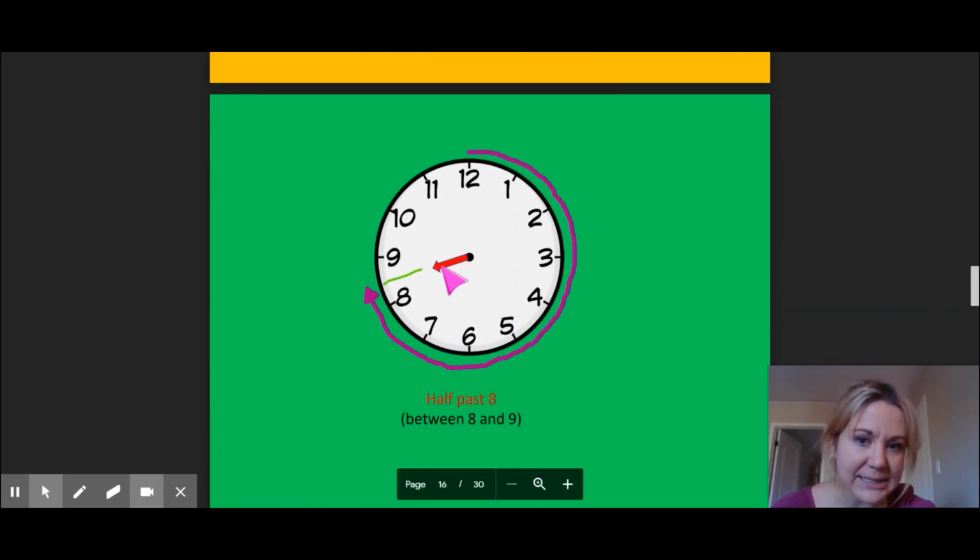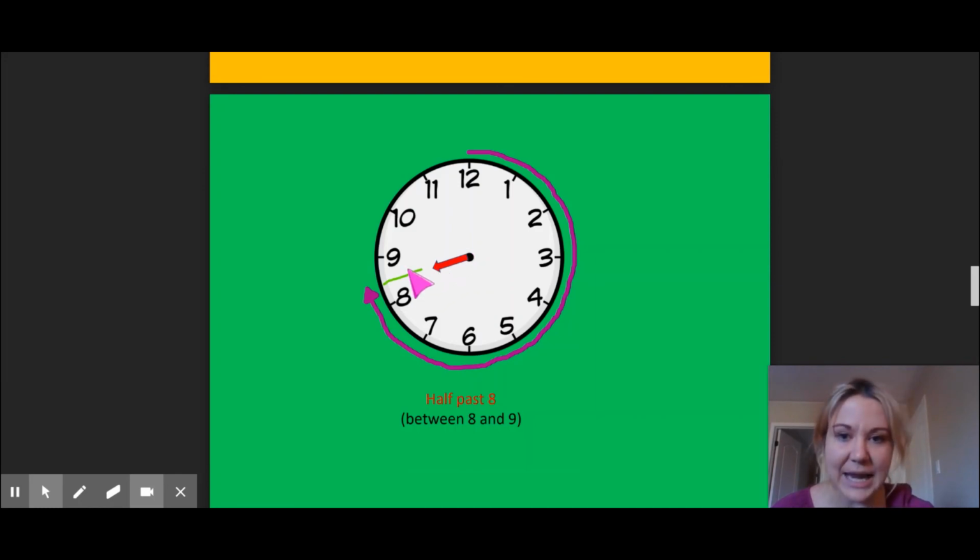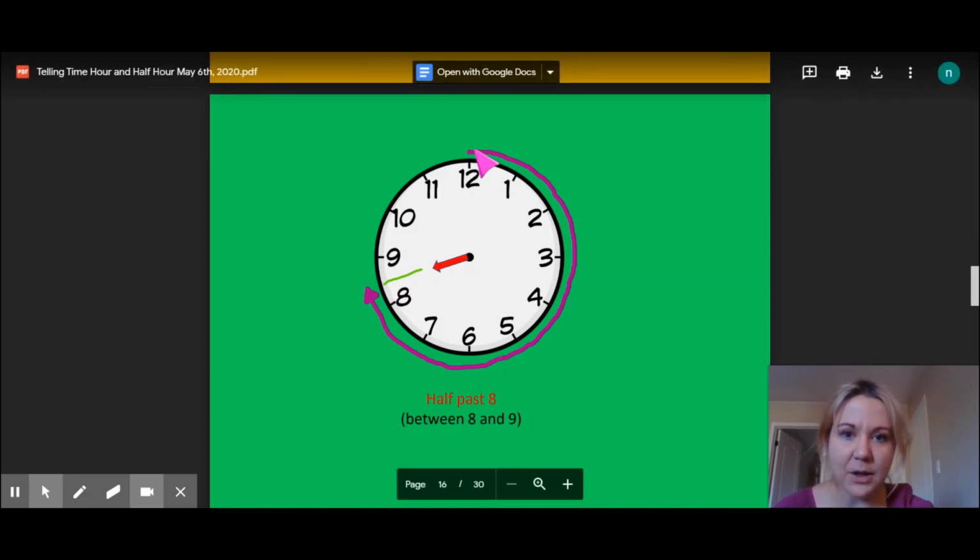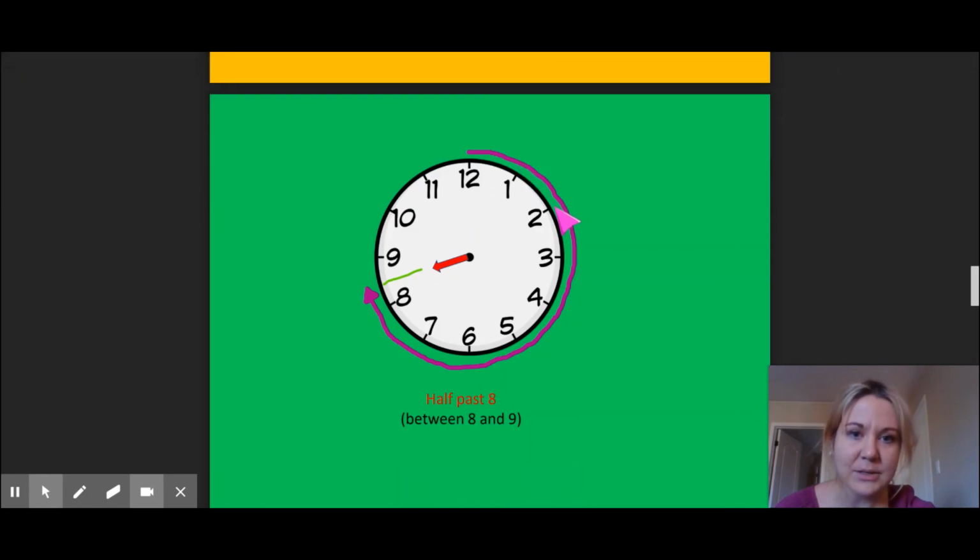Here, the hour hand is pointing between which two numbers? The 8 and the 9. It's halfway between the 8 and the 9. So it's half past because it's halfway between two numbers. Okay, now let's follow the hand around the clock. 1, 2, 3, 4, 5, 6, 7, 8. Stop. It's 8:30. It hasn't got to the 9 yet. 8:30.